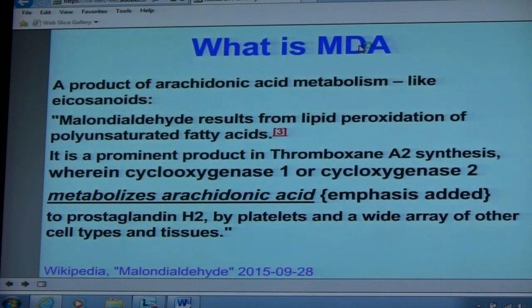Now, again, malondialdehyde is an arachidonic acid derivative, as are the eicosanoids, prostaglandins and leukotrienes. And to quote from Wikipedia, malondialdehyde results from lipid peroxidation of polyunsaturated fatty acids. It's a prominent product in thromboxane A2 synthesis, wherein one of the cyclooxygenases metabolizes arachidonic acid to a prostaglandin. And I had actually asked our collaborator, John Beepine, if he was going to measure prostaglandin H2, and unfortunately that wasn't measured, so that would have been interesting to see, but probably would have also shown depression. Next slide.